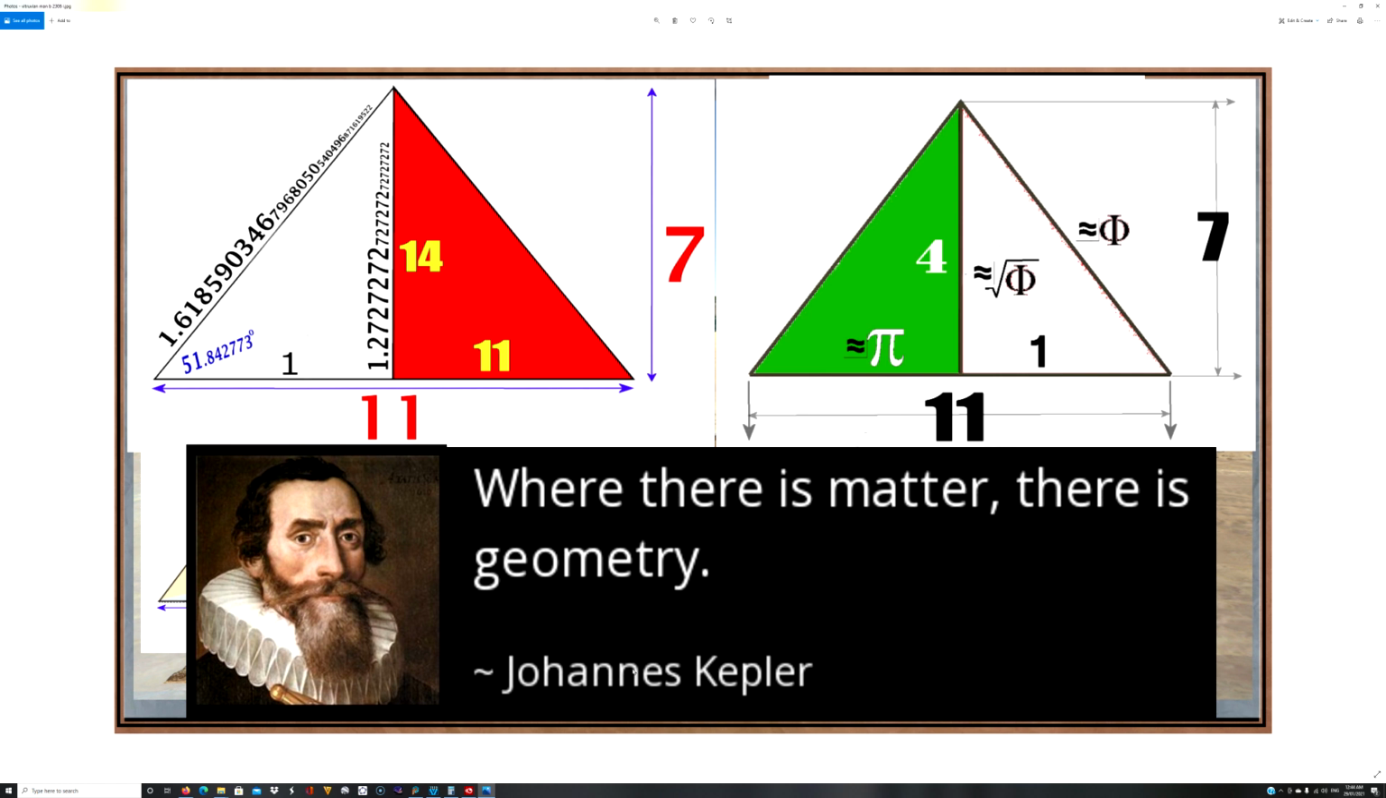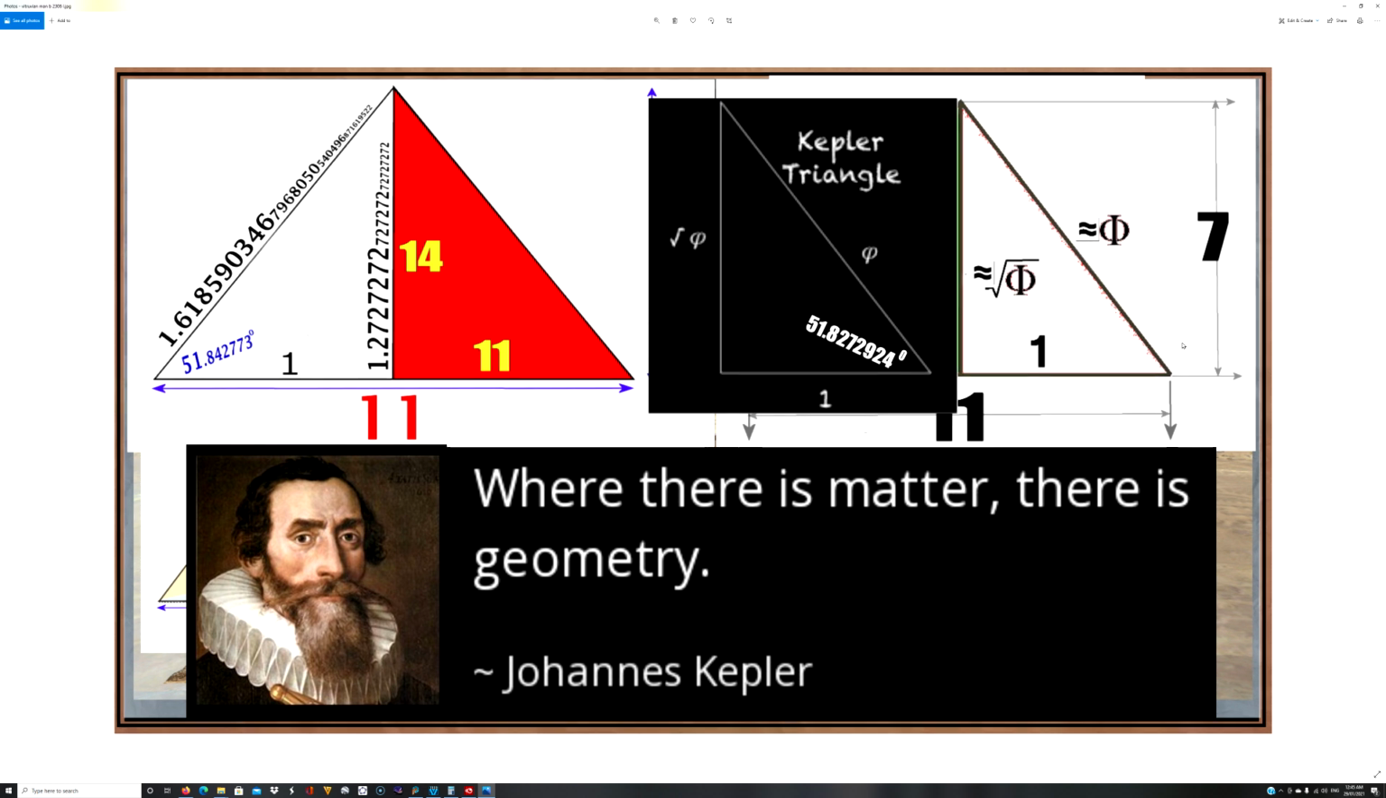Now, where there is matter, there is geometry, by Kepler. So here's one version, so we see just the proportions, but if you look at it this way, for instance, if the height of the pyramid is 4, then the half base is pi, or very, very close to it. If the half base is 1, then the height is the square root of phi, and the slope is phi, or again, very, very close to it. Again, remember there are slight variations. In that longer series I went through it in more detail.